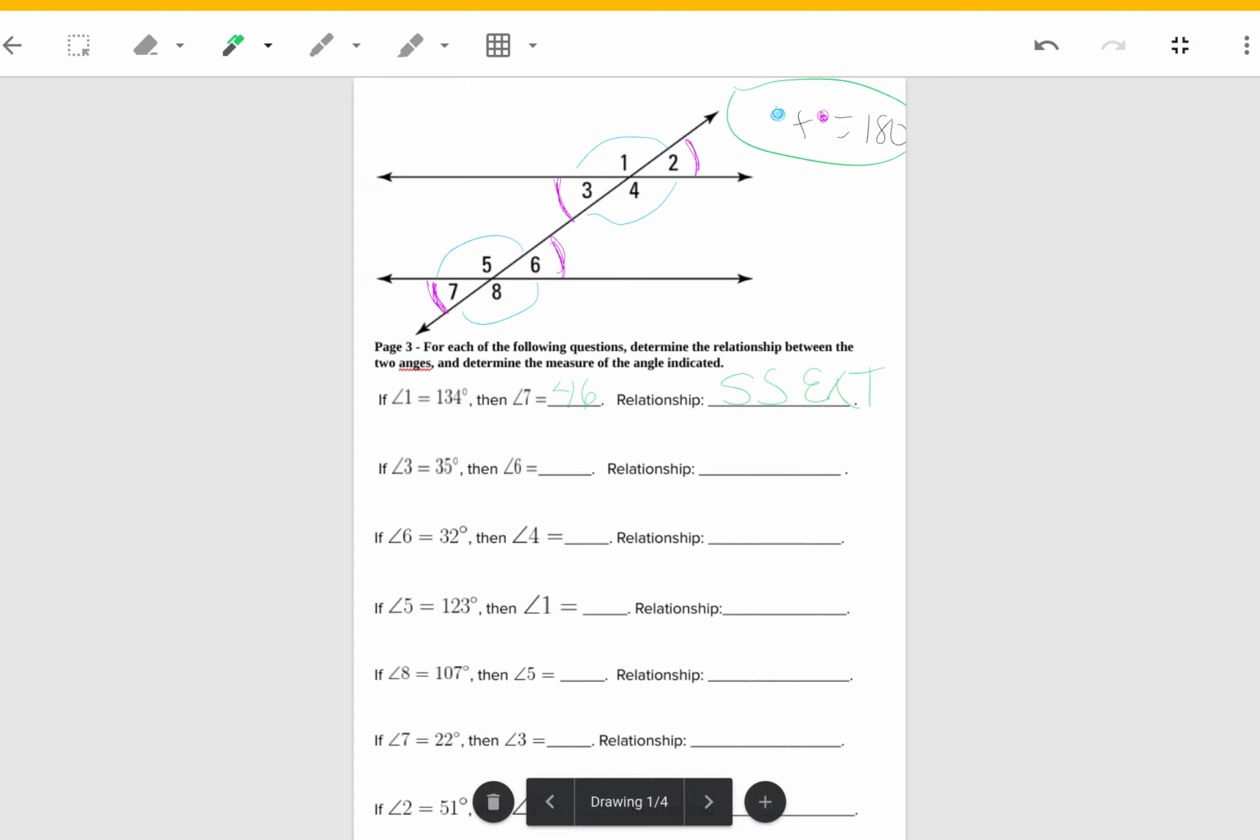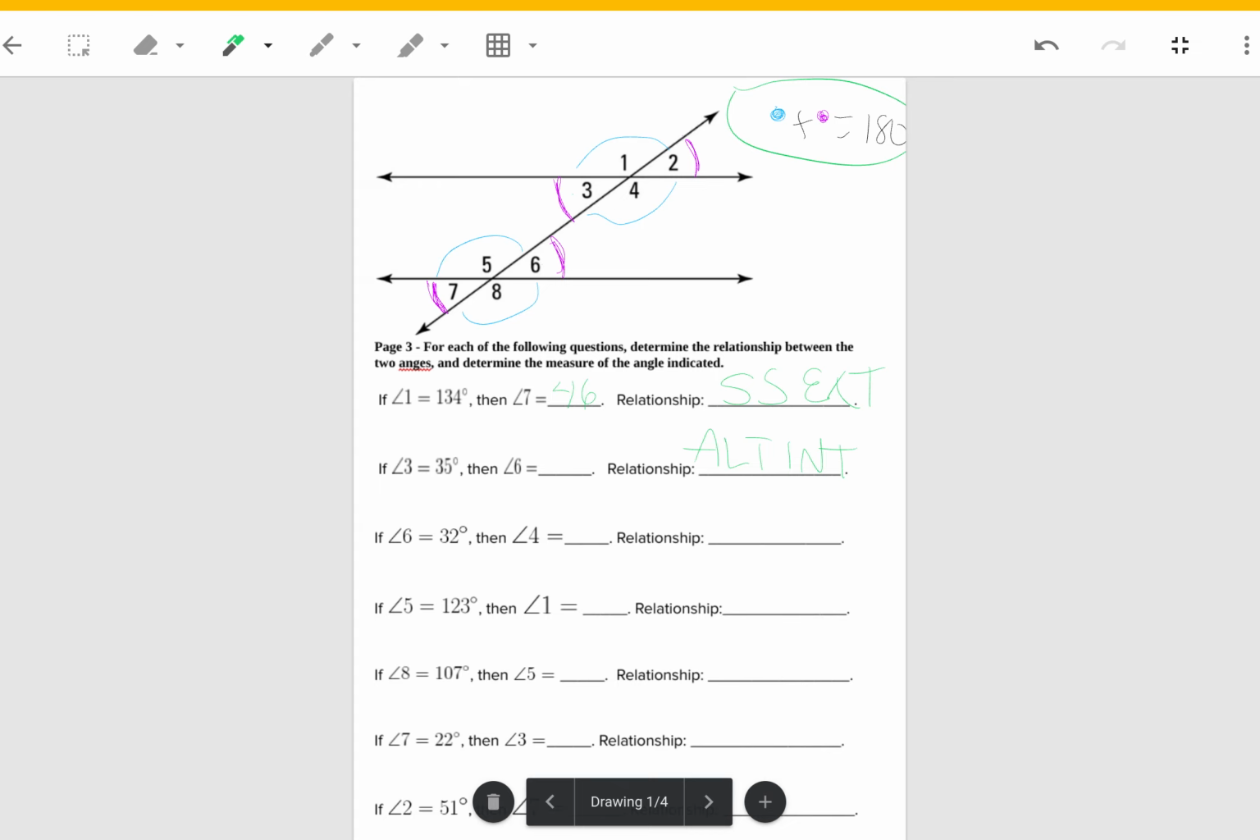And then I look at 3 and 6. 3 and 6 are both on the interior, so we can go and write that. And they are on alternate sides. Those are alternate interior. You can also use your little flip notes, which have all of the relationships. Again, you should know those relationships really well before you go take the test.